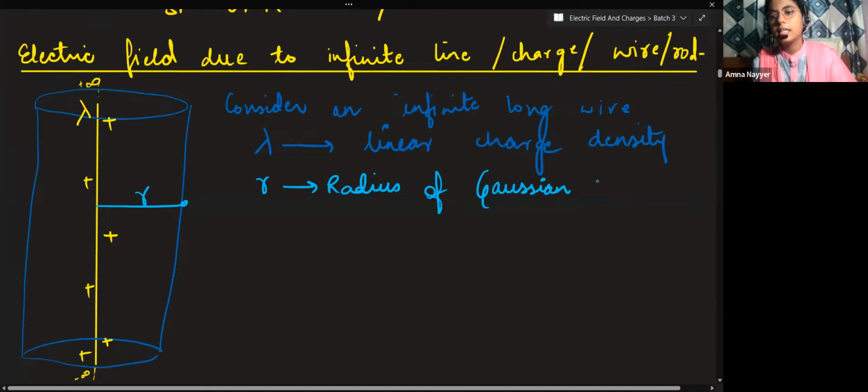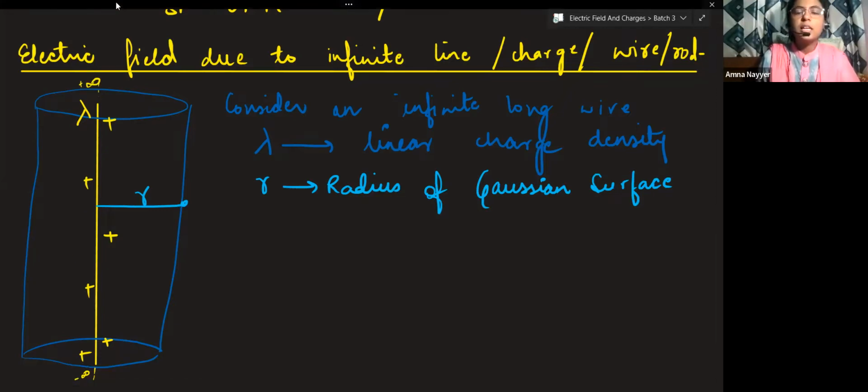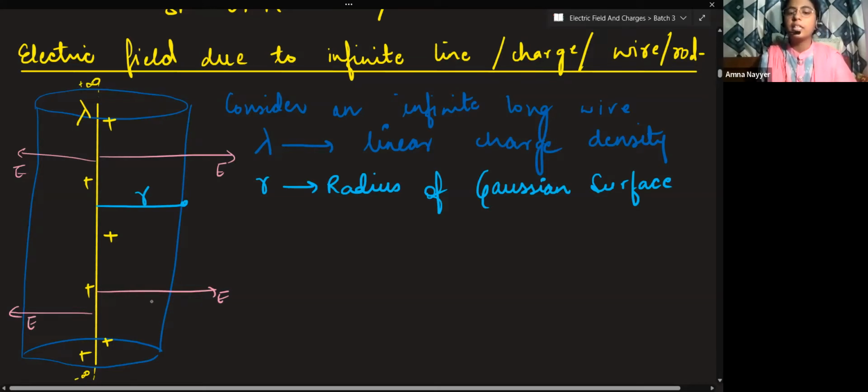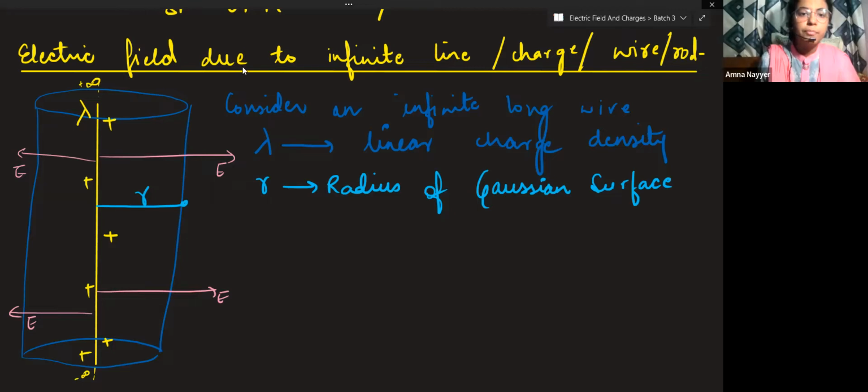R is the radius of the Gaussian surface. Now these are positive charges, so what will be the directions of the electric field? For positive charges, the electric field lines are directed away, and for this side of the wire, the electric field lines will be in this manner, moving away from the charge. In this manner you will have the electric fields.